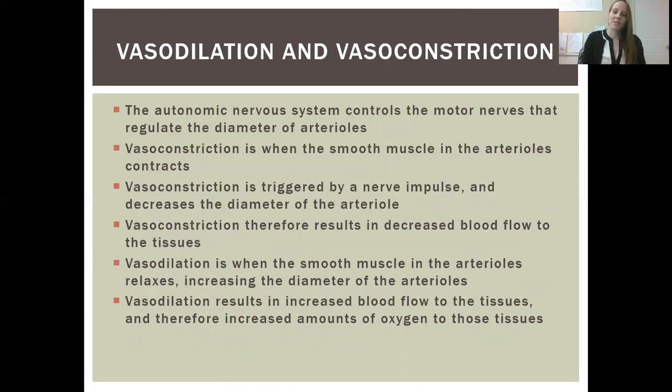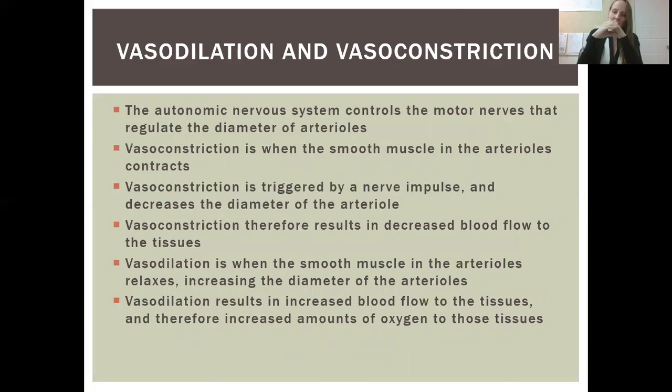The autonomic nervous system controls the motor nerves that regulate the diameter of the arterioles. Vasoconstriction is when the smooth muscle of the arterioles constricts. And then vasodilation is just the opposite of that. It's when the muscle of the arterioles dilates. So the muscle relaxes and the arteriole dilates.